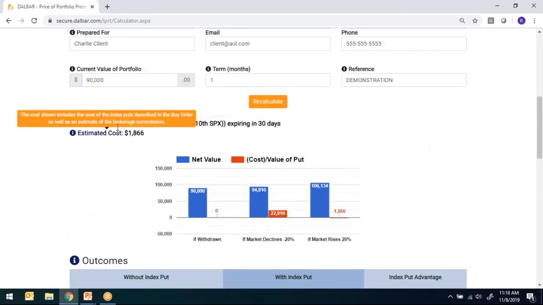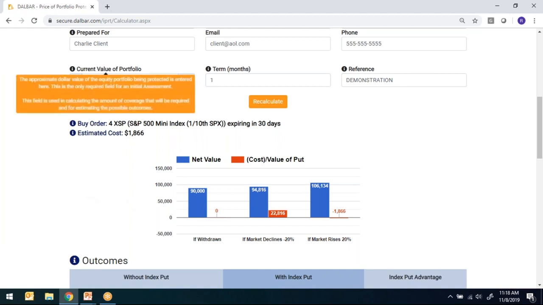We could decrease the current portfolio value that we're protecting. And of course, then all of these outcomes and graphical representations would be based off of that portion of the portfolio. But if we want to keep the portfolio the same, I would argue that the best way of doing this would be to decrease the number of contracts. So the buy order that was recommended here, or that's displayed, is 4 contracts, and that is to cover the portfolio value in question.